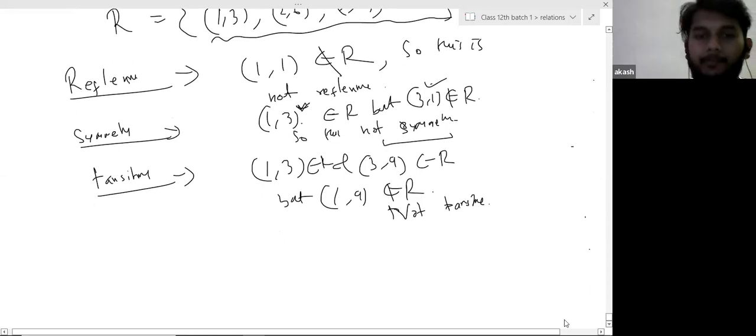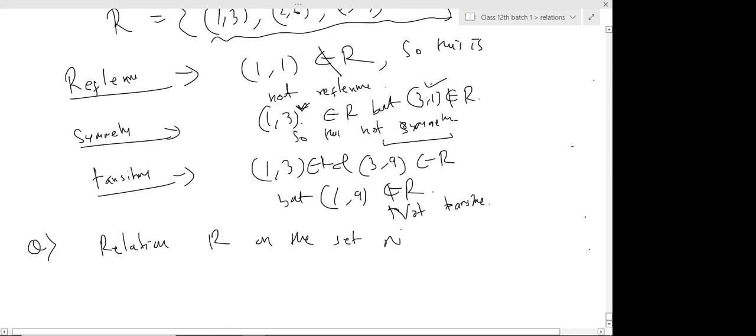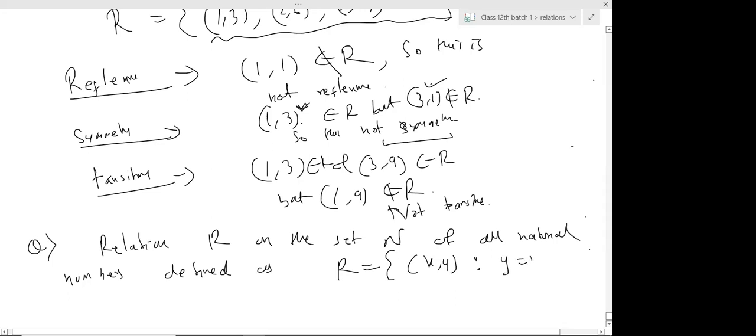Let's solve another question. Relation R on the set N of all natural numbers defined as R equals (x, y) such that y equals x plus 5 and x is less than 4. All right, you guys have to tell if this is symmetric, reflexive, or transitive. I'll give you a few minutes.